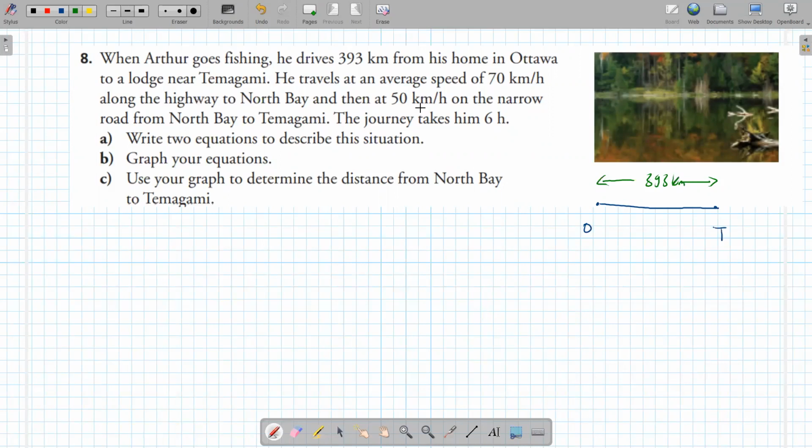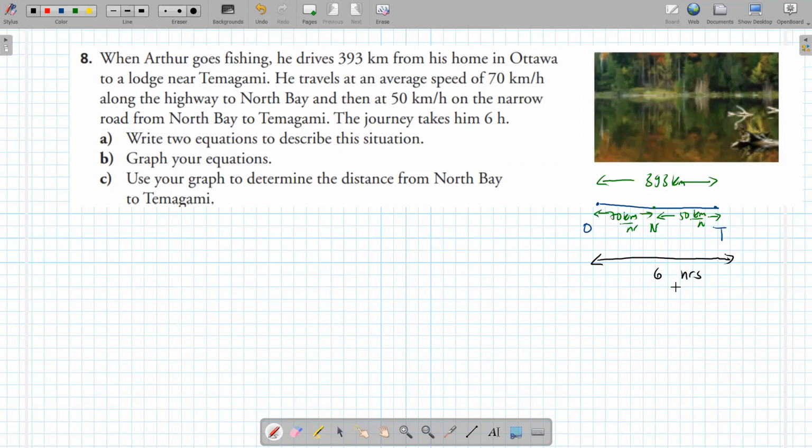He travels on the first highway to North Bay. So let's say this is North Bay here. This speed here is 70 kilometers per hour. Then from North Bay to the other, the speed is 50 kilometers per hour. What else do we know? We know that the total time it took him is 6 hours.